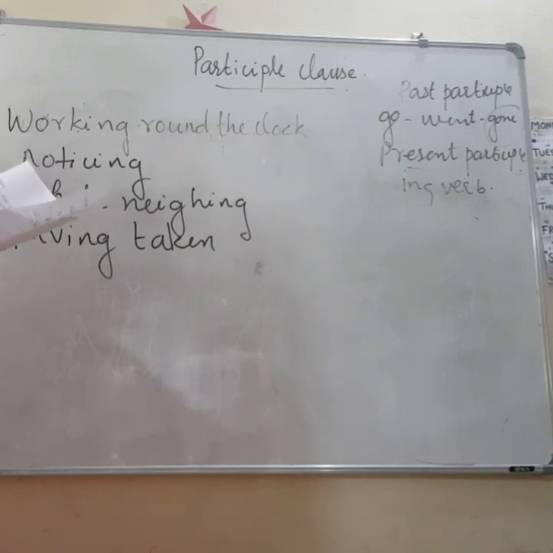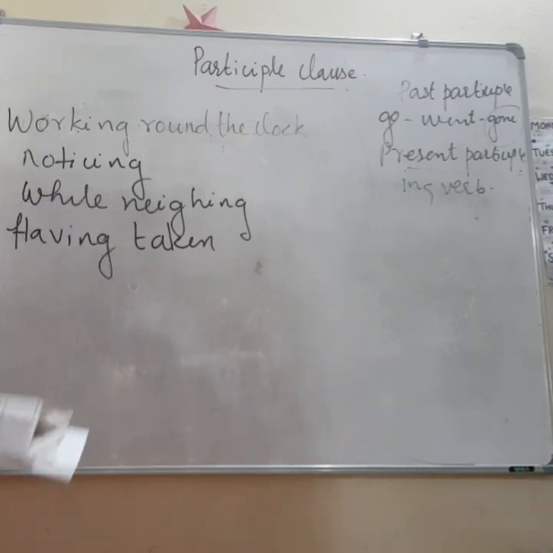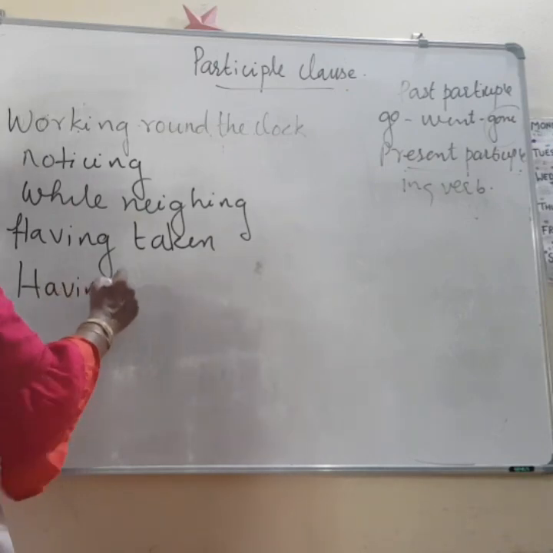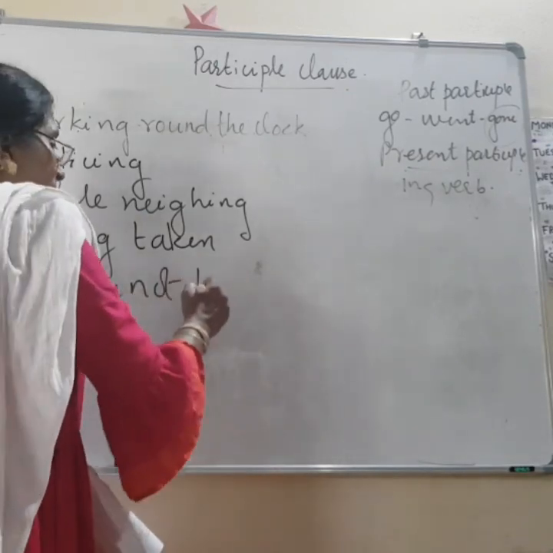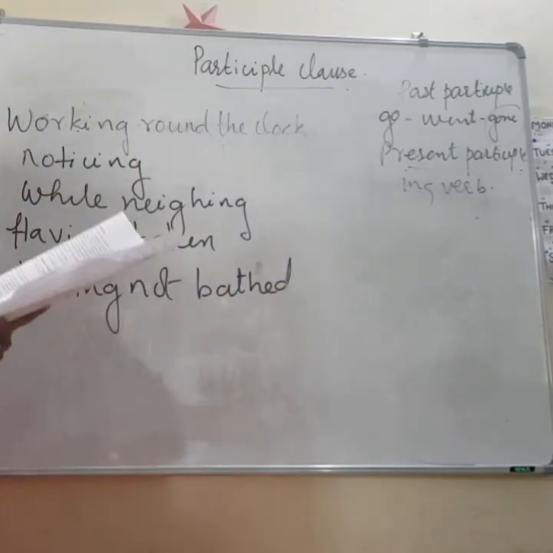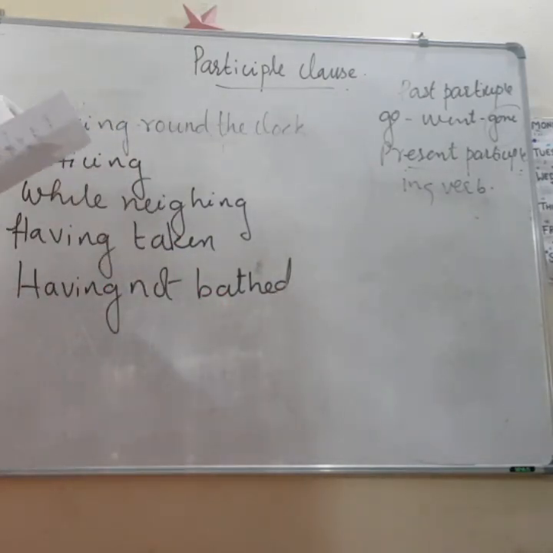Next you see, dash, I was desperate to get to the bathroom. I had not bathed for 2 days. How will you write? Having, that is also perfect. Having not bathed for how many days? 2 days. Having not bathed for 2 days, I was desperate to get to the bathroom.